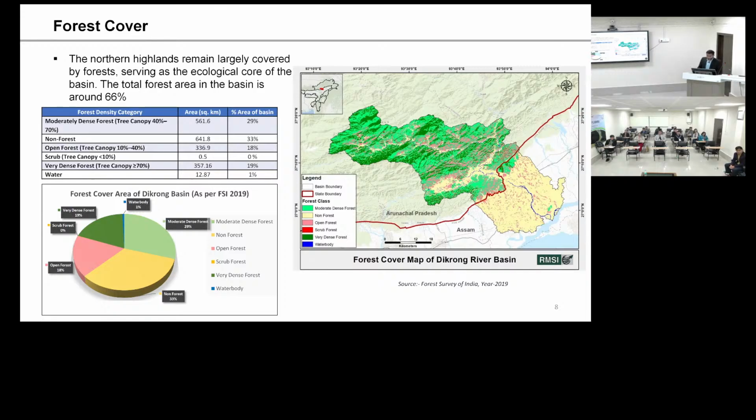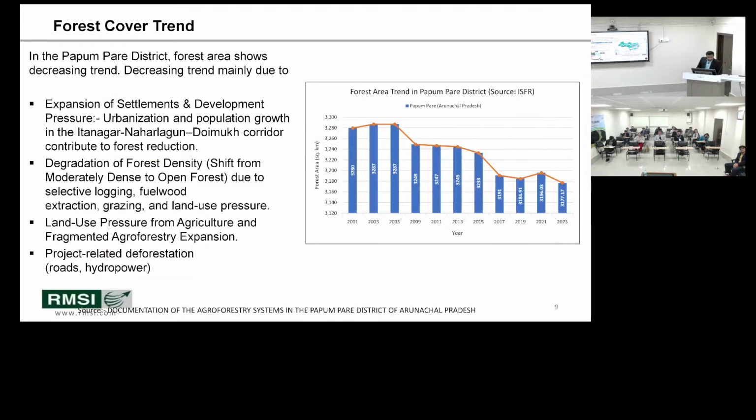It has around 66% total forest area, including moderately dense forest, open forest, and non-forest area. Even having this much forest, the basin contributes a significant amount of sediment, and the downstream area is totally alluvium, with maximum agriculture in the downstream Assam part. So this is the forest cover trend of Papum Pare district.